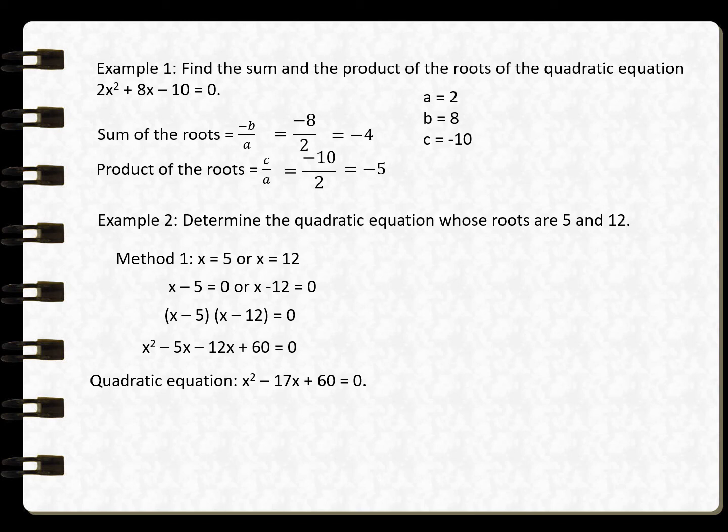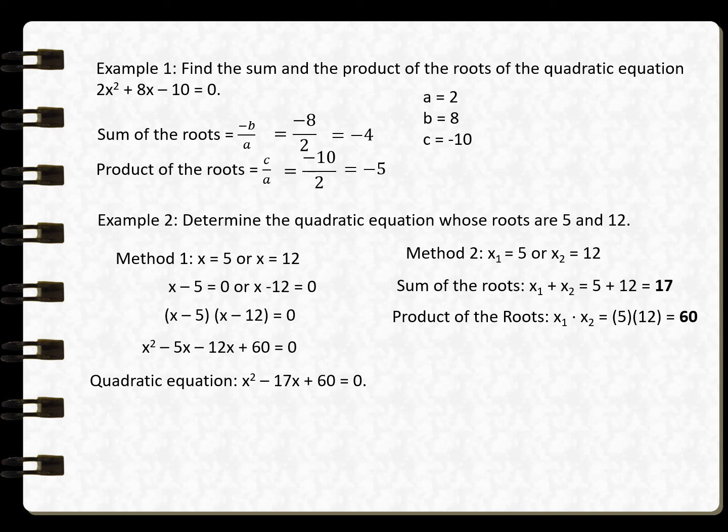Punta naman tayo sa method number 2. Ganun pa rin siya. Ang gagamitin natin is yung first root and second root na 5 and 12. So, sum of the roots, so kailangan lang natin silang ipag-add. That is 5 and 12, so magiging 17. And the product of the roots is equivalent to 5 times 12, that is 60.